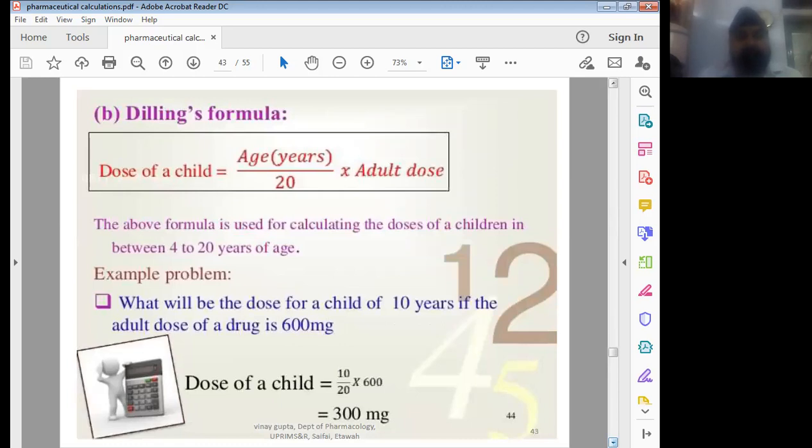Then the other is Dilling formula. Here age in years is divided by 20 and the whole is multiplied with adult dose, which will give us the value of the dose of the child. Generally this formula is used for calculating doses for children between 4 to 20 years of age.